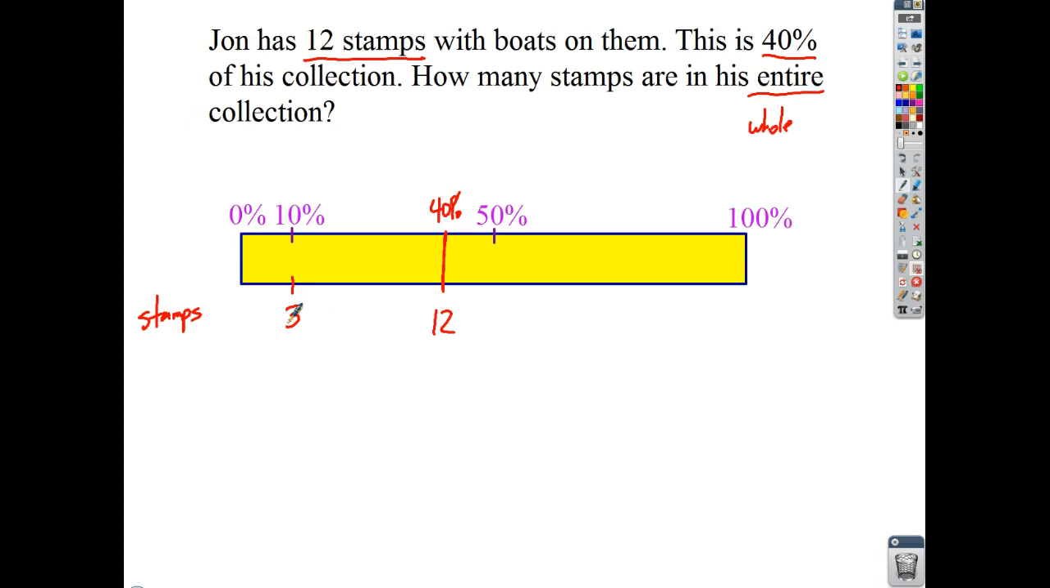So I have a couple options here. One is I could just multiply this now times 10, which would get me to 30. Another way is I could say, well, this is 10% and this is 3, so I could add the 10% just to get to 50. So we'd know that 50%, what's 12 plus 3? That would be 15. So half of his stamps are 15, which means he would have 30 total.